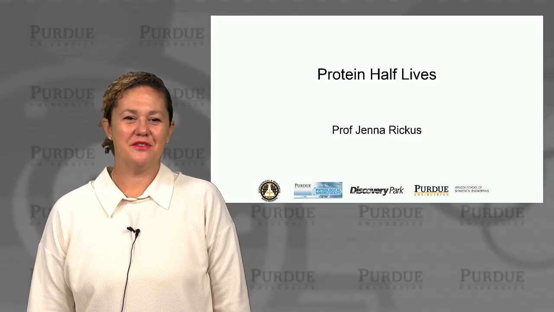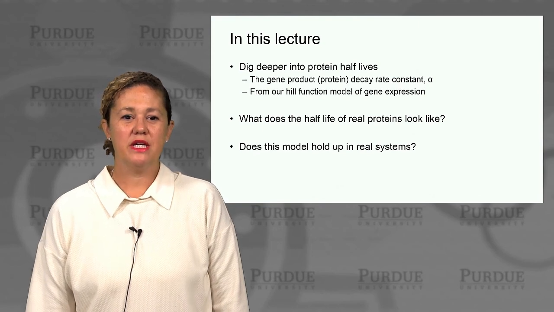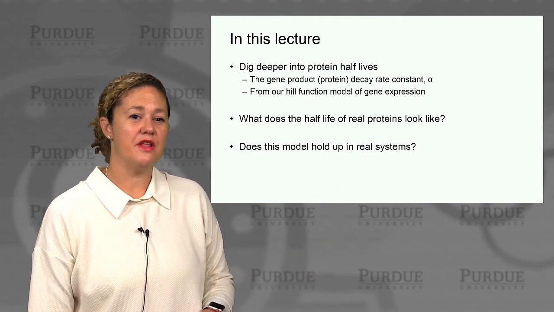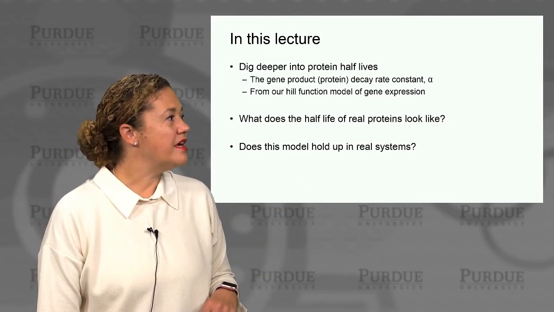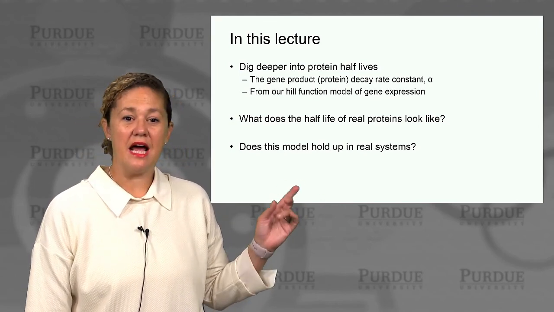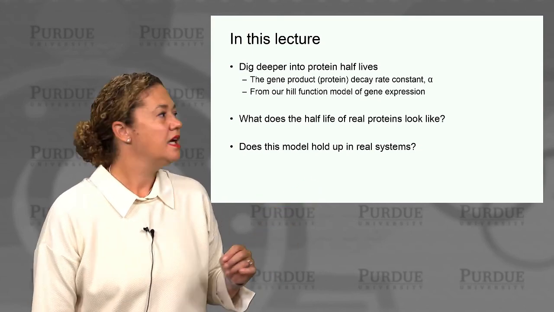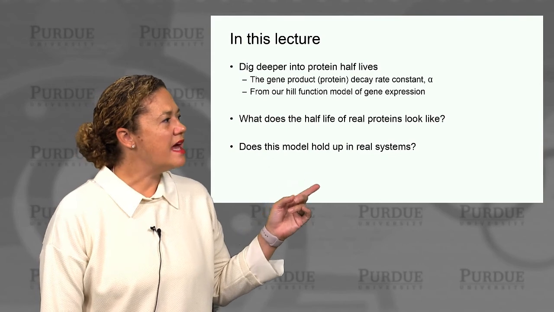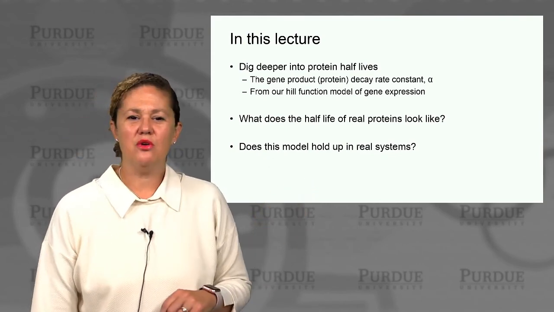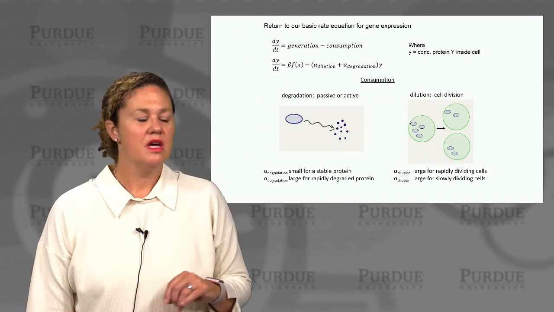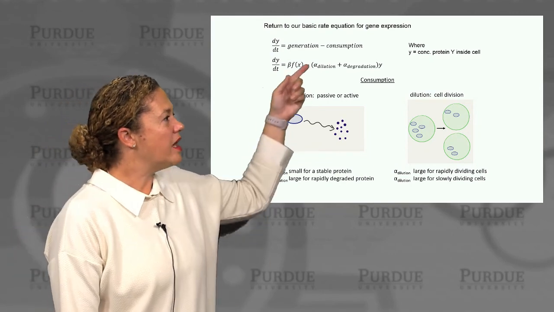Welcome back. I'm Professor Rickus, and we're going to talk about protein half-lives in this lecture. We're going to dig a little bit deeper into the protein half-lives that we started talking about previously, and we're going to look at the gene product decay rate constant alpha from our previous Hill function models of gene expression. And we're going to look at what the half-life of real proteins looks like, and whether this model holds up in real systems.